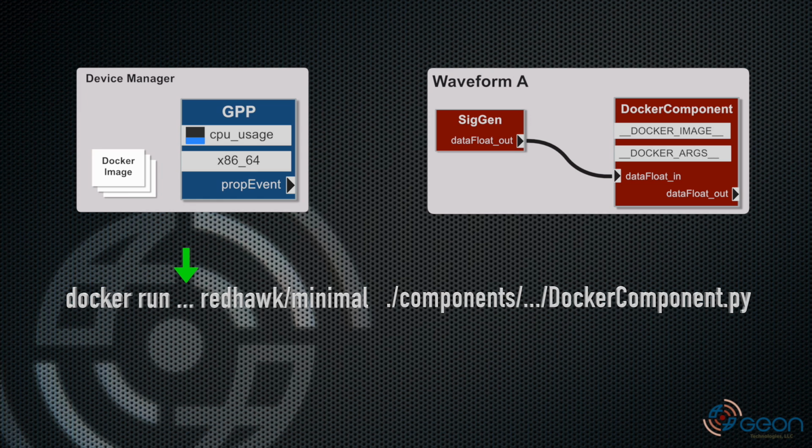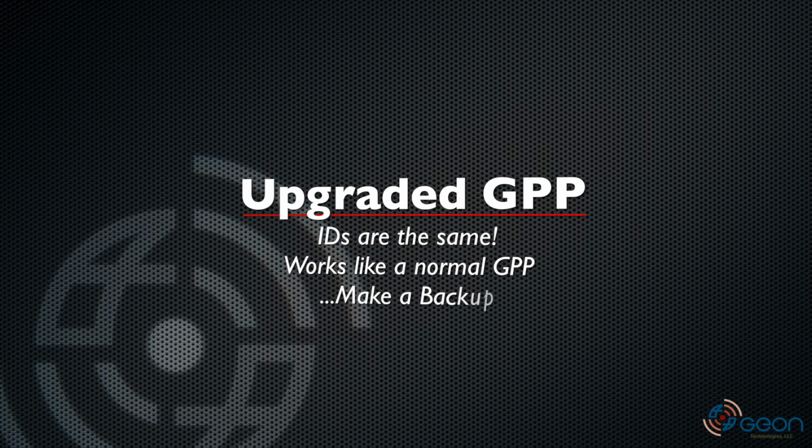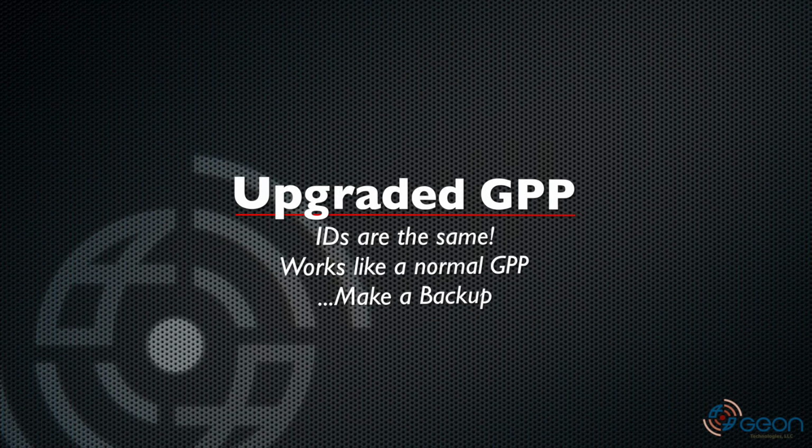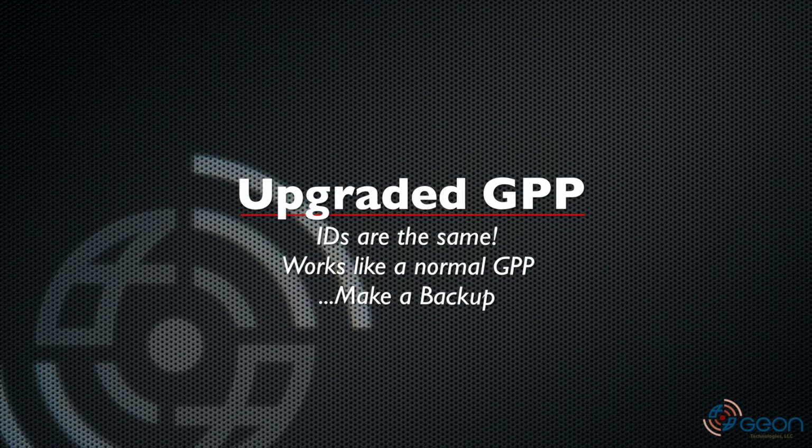So what if we need more Docker arguments, like volumes and whatnot? For that, we've defined another property, __docker-args__, also with the double underscores on either side. It's optional. Now, because we base this GPP off the standard one, the IDs are the same. This means you'll need to move your original GPP out of the SDR root if you're concerned about swapping back to the standard one after playing with this for a bit.